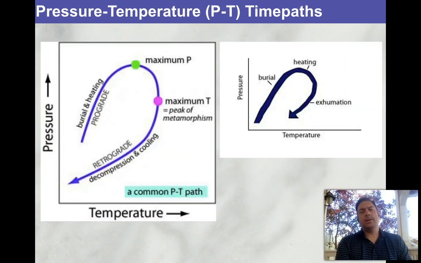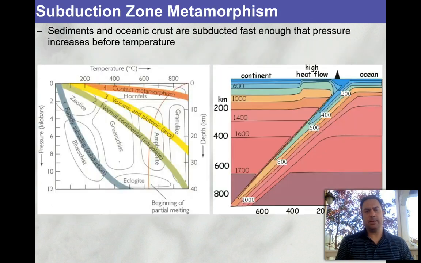Now we also need to bring up this idea of pressure, temperature, time paths. That's kind of implied by this, right? That in this situation, the pressure increases before the temperature does, and that gives you this path right here. In contact metamorphism, it's the opposite. You get a high temperature, but the pressure doesn't really increase that much right away. By the way, this is the zone of partial melting. So once you get in here, you start actually melting the rock, and you get things like migmatites and even igneous rocks forming from that.